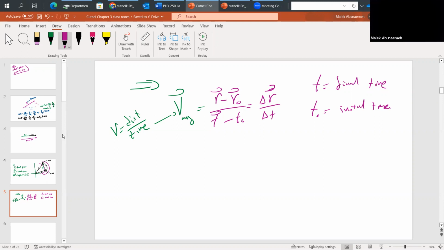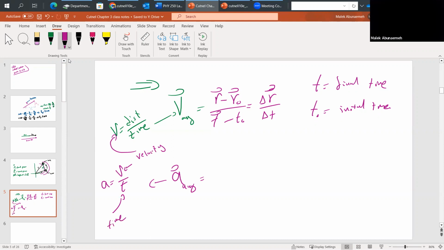And we also define the acceleration, let's say the average acceleration, as your change in velocity. Your acceleration is your velocity divided by your time. And V, that's your velocity, which is this fellow over here. And T, that's your time.